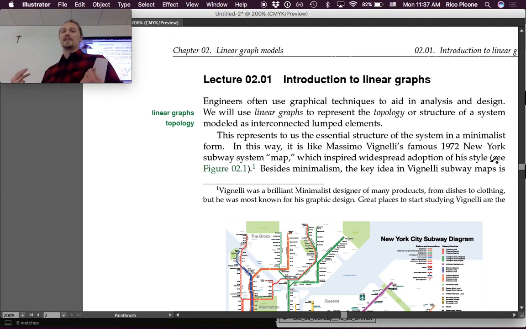we're engineers, so let's learn a new one. We will use linear graphs to represent the topology or structure of a system modeled as interconnected lumped elements. So it's going to be a little bit like a circuit diagram, which also represented the structure or topology of the interconnection among lumped elements. But it's going to be a little bit different. We'll talk about the analogy.